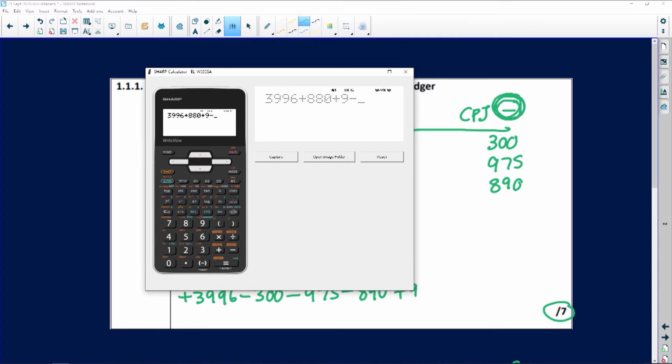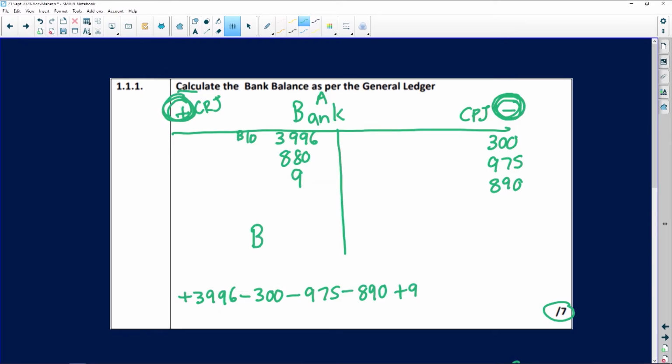And then we're going to have to minus the 300, then minus the 975, and then minus the 890, and our bank balance after all the additional adjustments is 2,720, and as you can see, it's a favorable balance. So the balance that you are ending up with is 2,720, or you could just write down 2,720 as a sum. Remember, it doesn't really matter because they're telling you to calculate the bank balance. So you can choose whichever method you prefer.